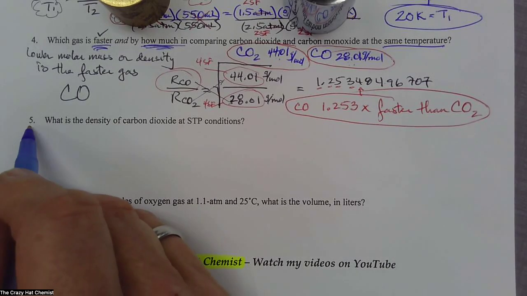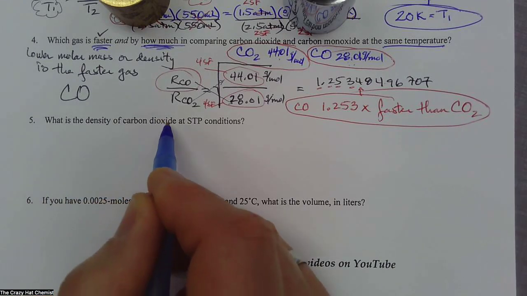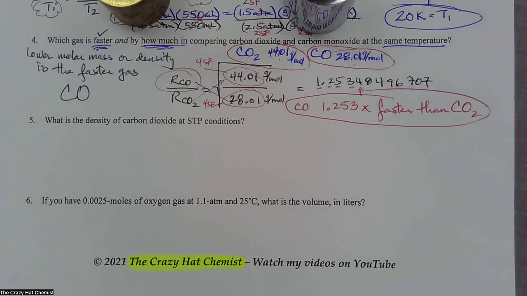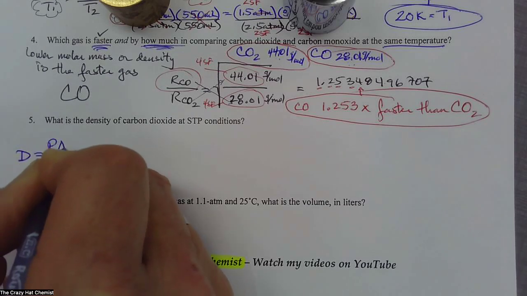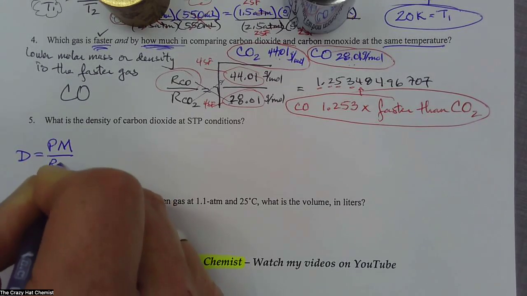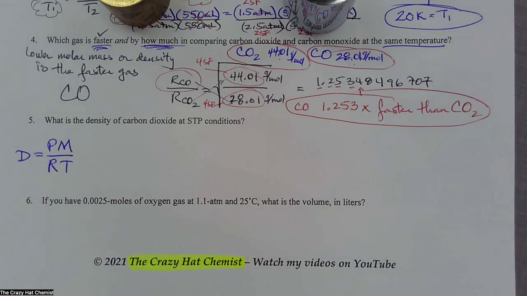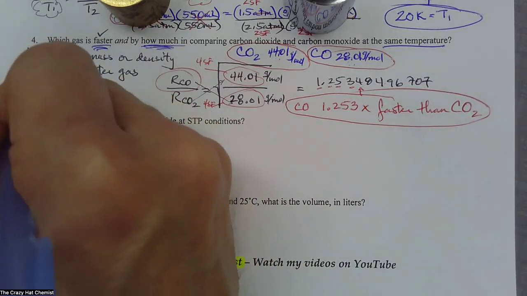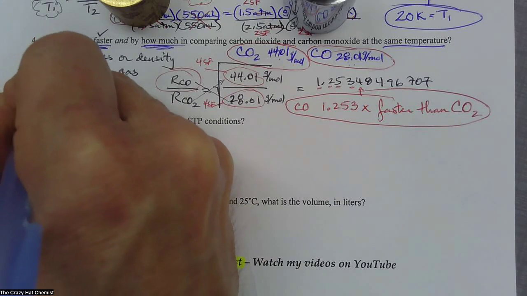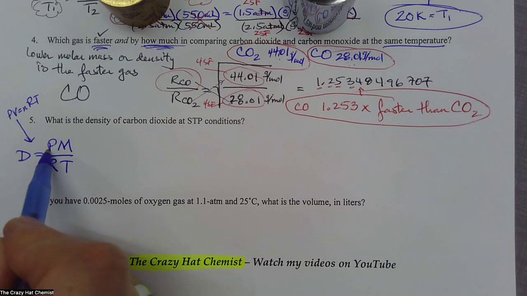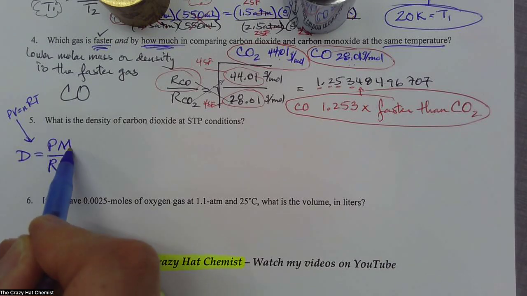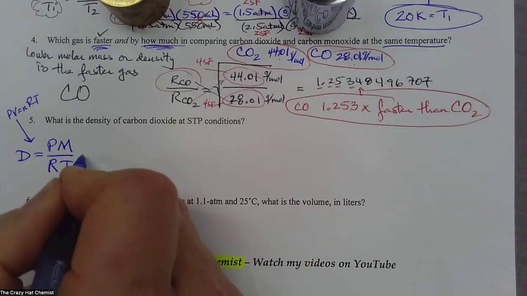All right, so let's do number 5. It says, what is the density of carbon dioxide at STP conditions? Okay, so here we go. We need to know the density equation for gases. Density is equal to PM over RT. Now, this is a very simple equation. This is actually derived from the ideal gas law. So the ideal gas law is PV equals nRT. It's actually a derivation of that. So P is for pressure, M is for molar mass, R is the gas constant, T is the temperature.